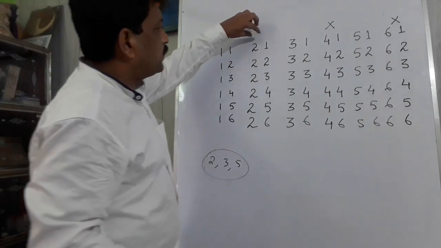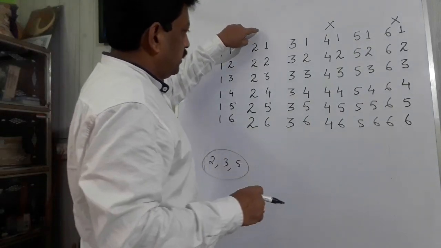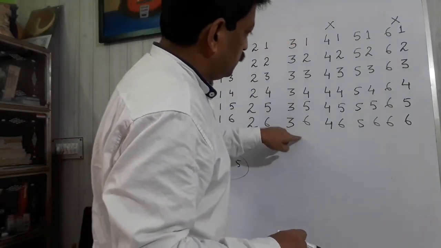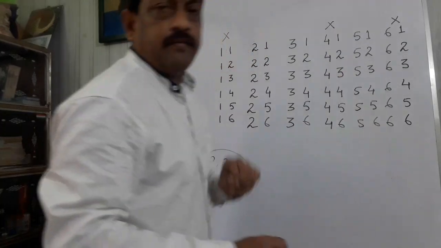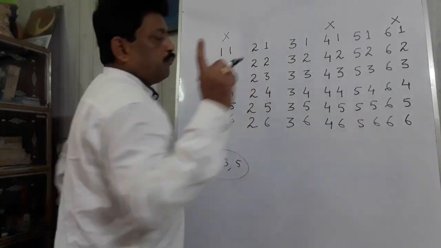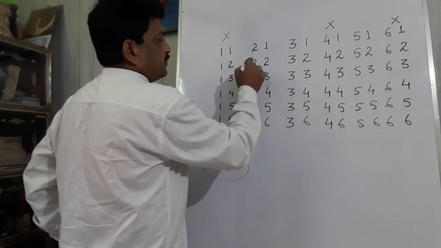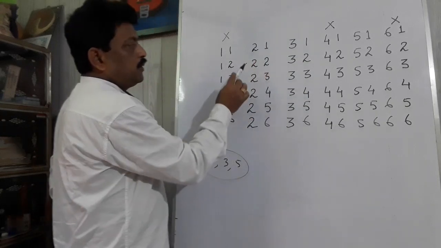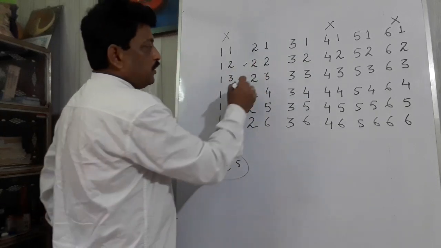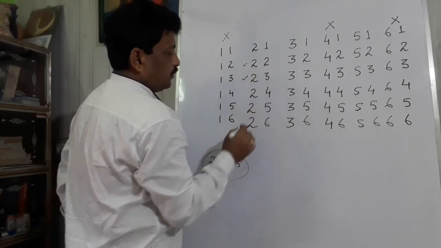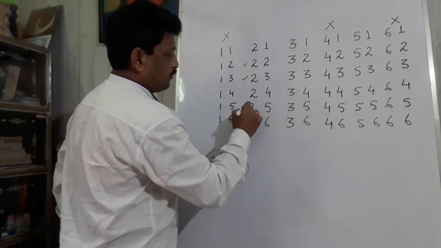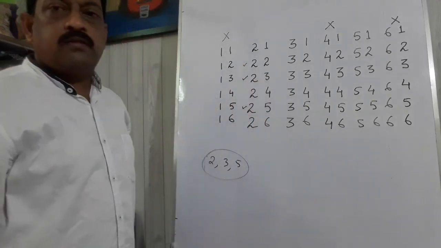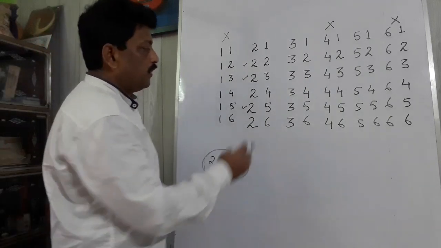So we have to look for the prime numbers on both dice in this row, and the row which contains 5. Understood? Prime number on both the dice. See this. 2, 2 both are prime. 2, 3 both are prime. 2 and 5 both are prime. So there are 3 cases which are favorable.